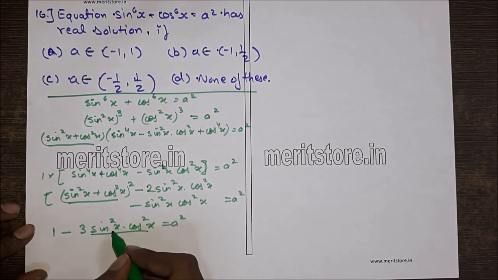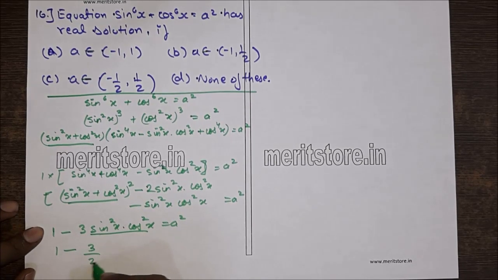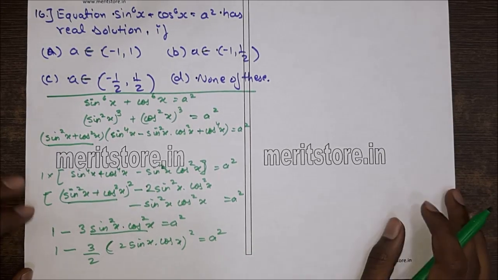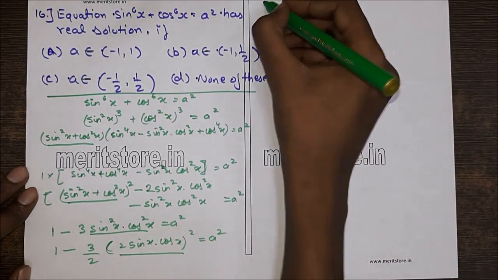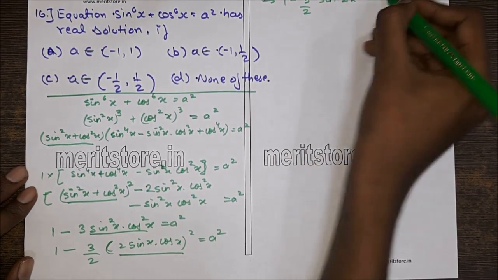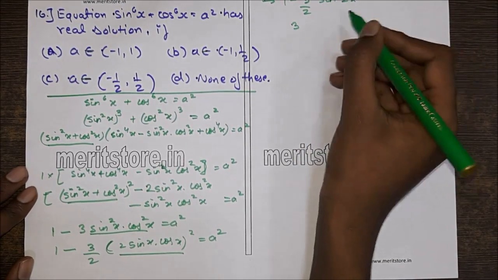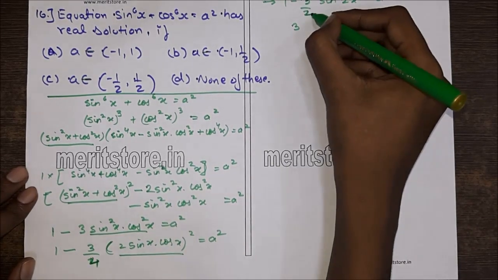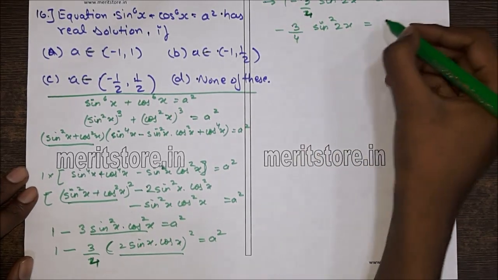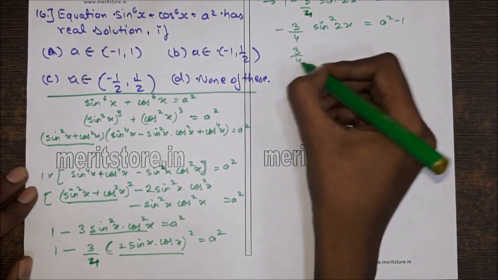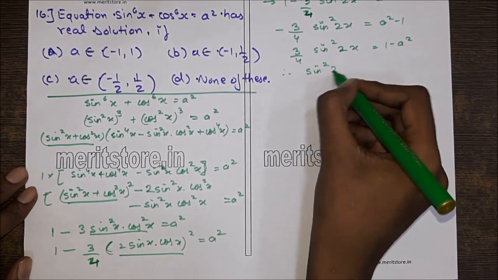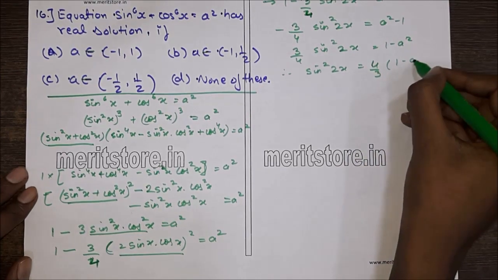Now in this term we divide and multiply by 4. So we get 1 minus 3 by 4, 2 into sin x into cos x the whole square. This is a square. This term is sin 2x. So we get 1 minus 3 by 4 sin square 2x. This is equal to a square. So 3 by 4 sin square 2x equals 1 minus a square. Therefore sin square 2x is 4 by 3 into 1 minus a square.